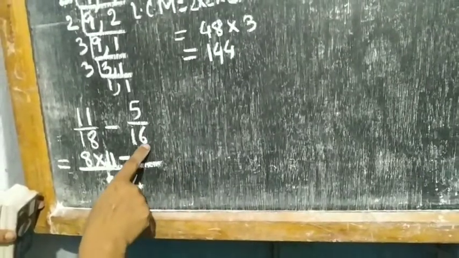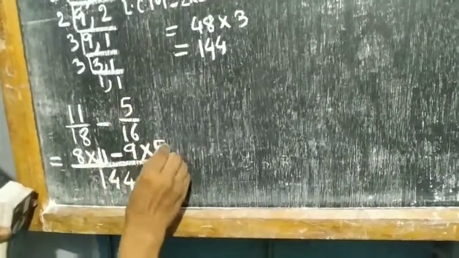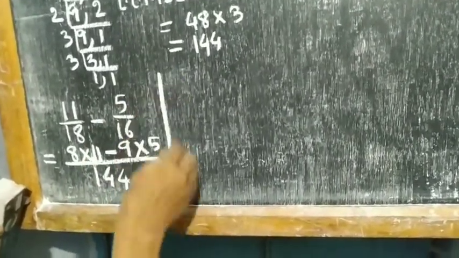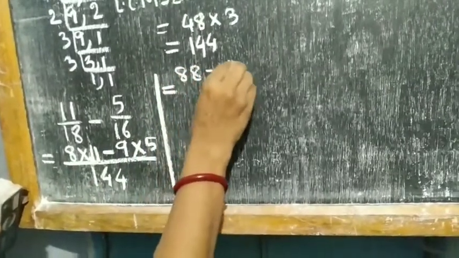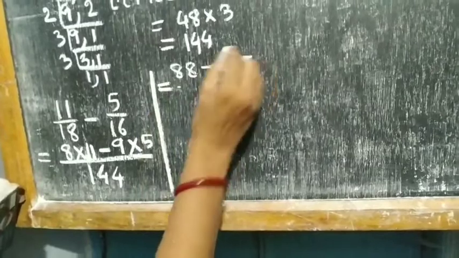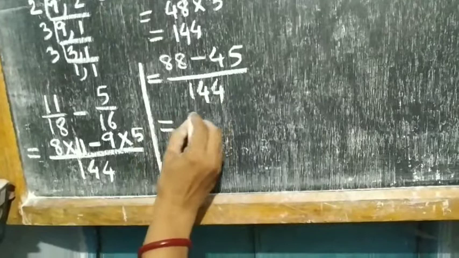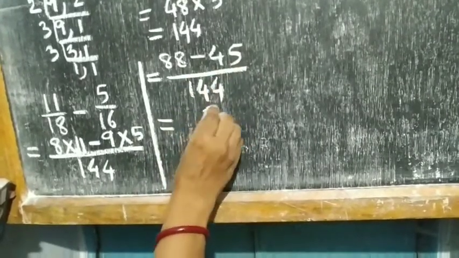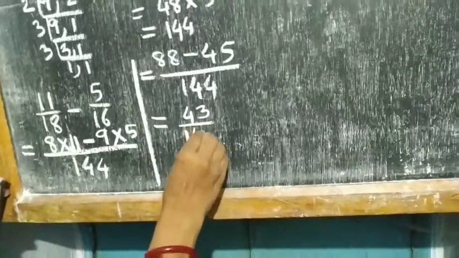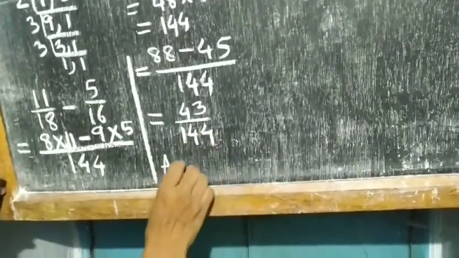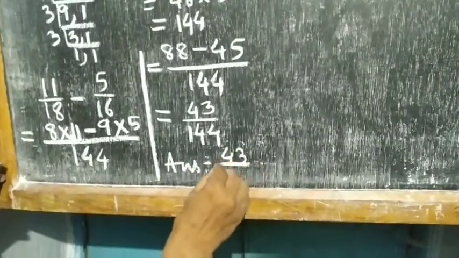144 divided by 16 is 9. So 9 into 5. Now children, how much is it coming? 8 into 11, 88, minus 9 5's are 45 by 144. So 8 minus 5, 3, and 8 minus 4, 4. So 43 by 144. So the answer is 43 by 144.